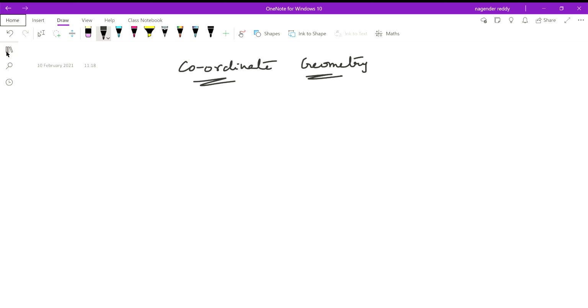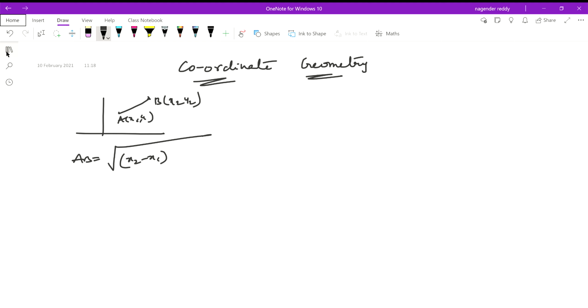Distance between two points. Suppose this is the x-axis and y-axis. Suppose there are two points A of x1 comma y1 and another point B of x2 comma y2. To find the shortest distance between these two, AB is equal to the square root of (x2 minus x1) whole square plus (y2 minus y1) whole square.